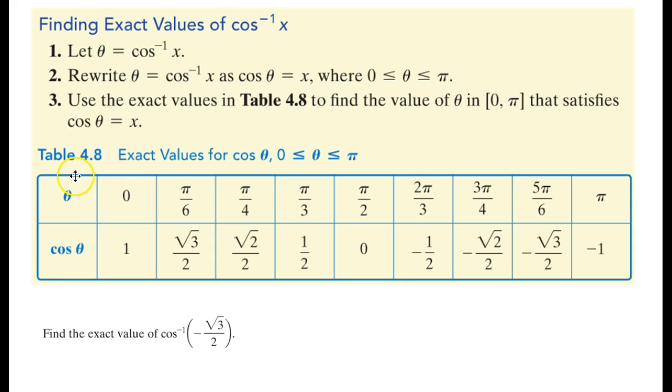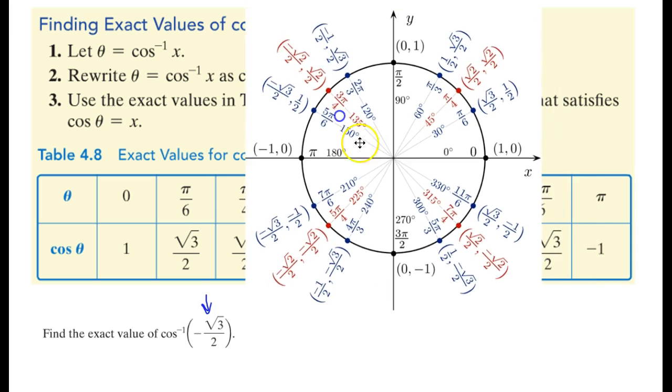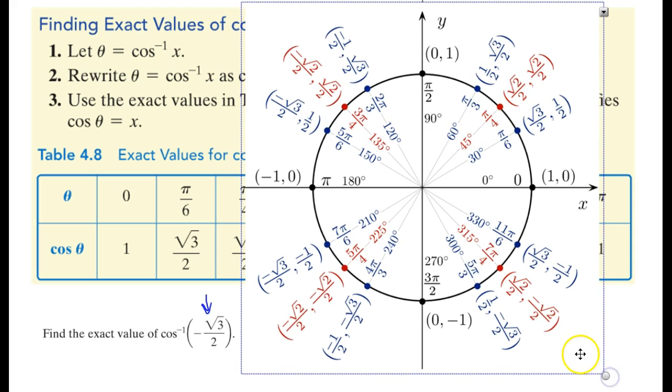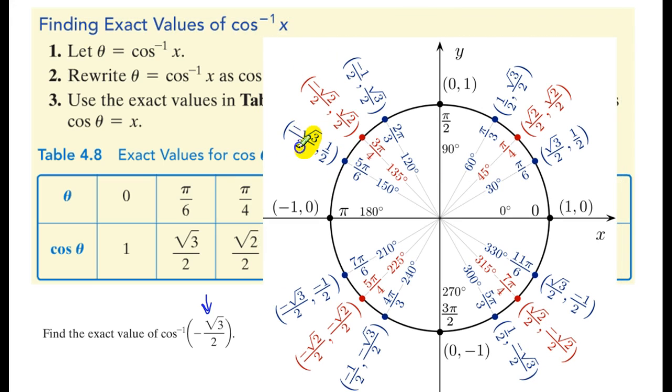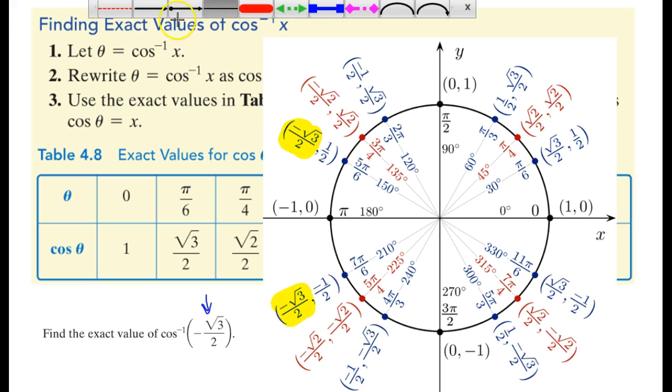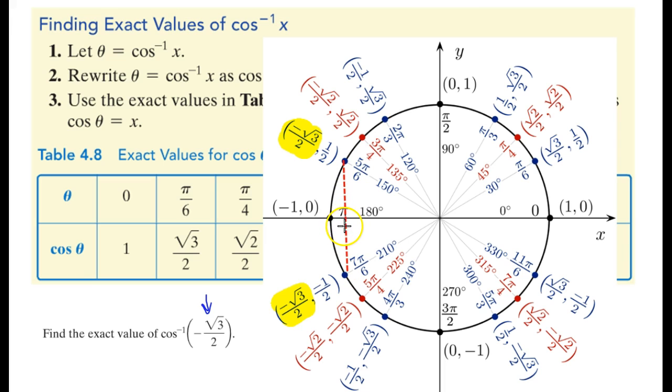All right, so same thing as before. If we want to find the exact values of an arc cosine, you just think about, where do I see this x-coordinate? So where is the x-coordinate? Negative square root of 3 over 2. So bring in the unit circle. Where do I see the negative square root of 3 over 2 for an x-coordinate? Well, I see it right here, and I see it right here. Both of these have that same x-coordinate.